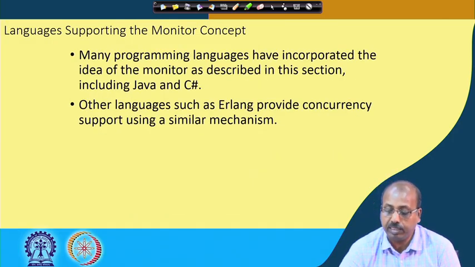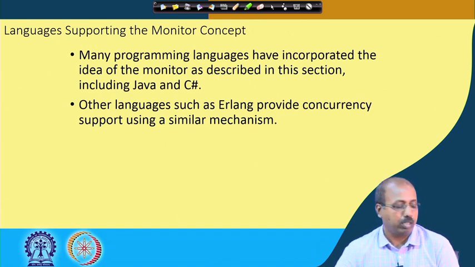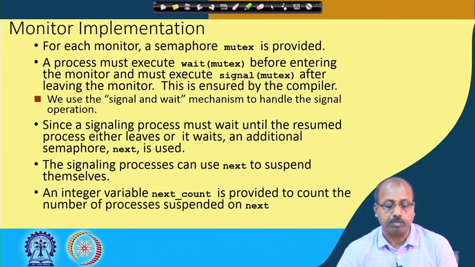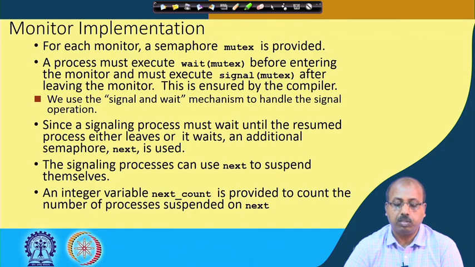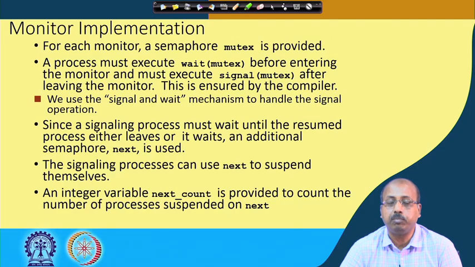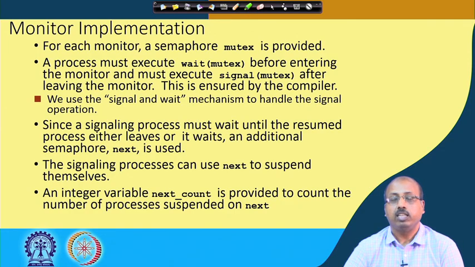Many programming languages have incorporated the idea of the monitor as described in this section, including Java and C#. Other languages like Erlang provide concurrency support using a similar mechanism. These are the different programming languages that have supported these mechanisms. Now, how do we implement a monitor? This is a very important issue, because a monitor is not available as such. The monitor has to be developed by means of some other primitives that are available.